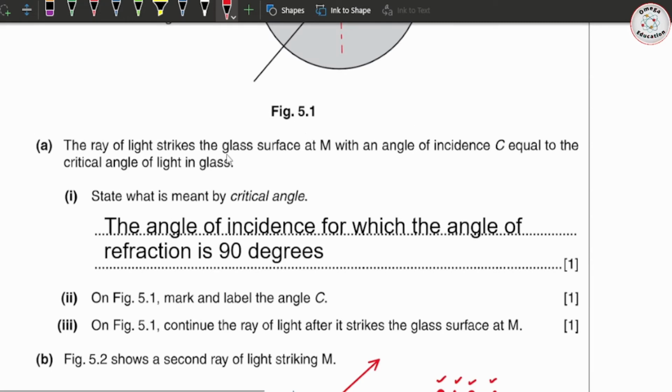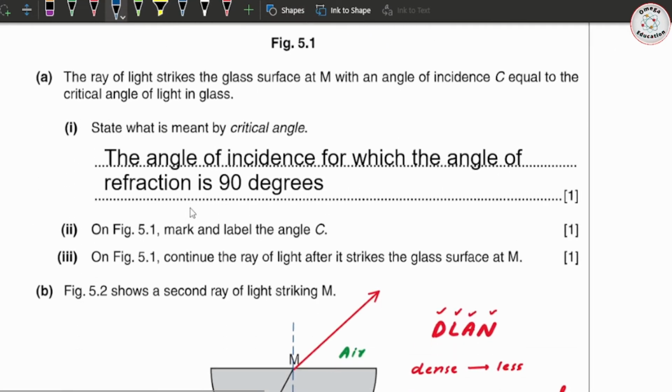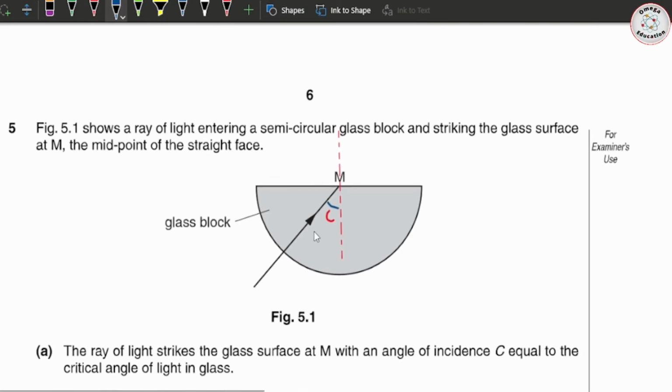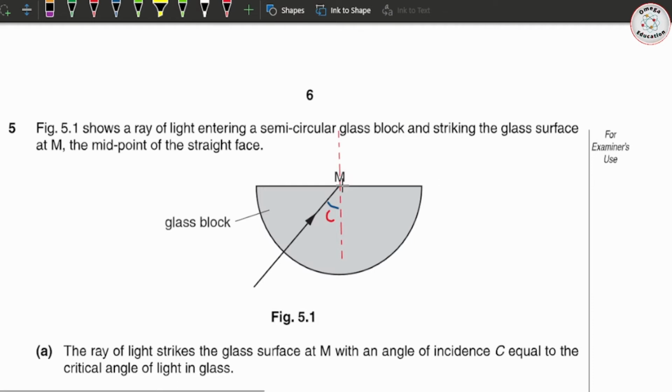All right, because it was mentioned in the question over here that angle of incidence equals critical angle of the light in glass. So firstly we draw the normal line, and then we mark the angle of the incident ray with that normal line, and that gives us the critical angle. On figure 5.1, continue the ray of light after it strikes the glass surface at M.